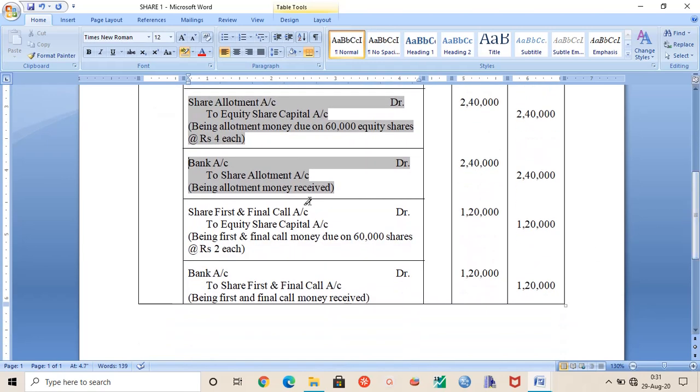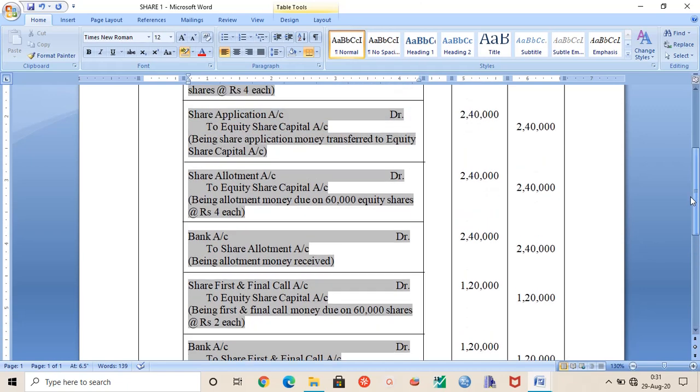Now similarly, the share first and final call money will be due. This entry will be share first and final call account debit to equity share capital account. It is rupees 2 per share, so the amount will be 1,20,000. Finally, we receive the amount of money, that is 1,20,000.